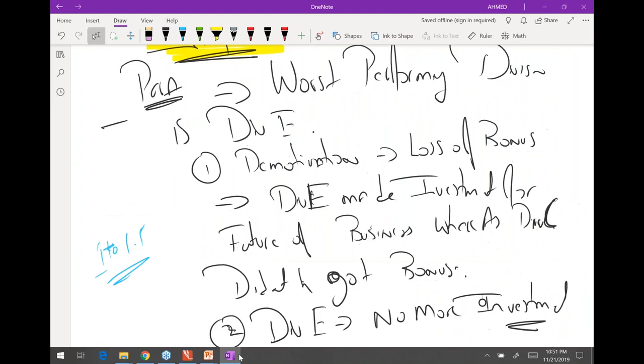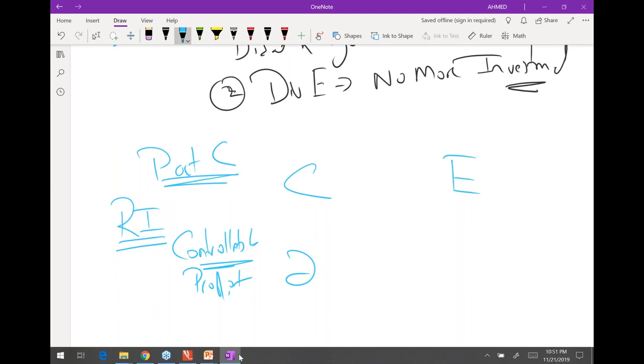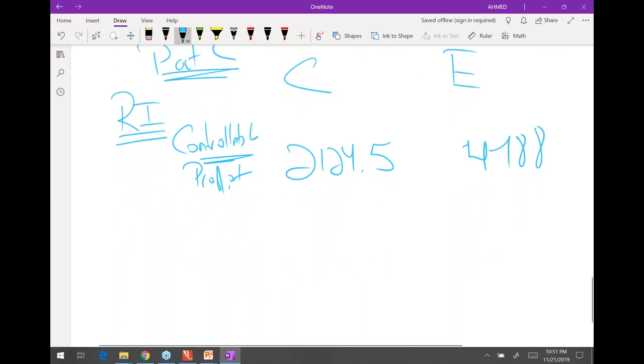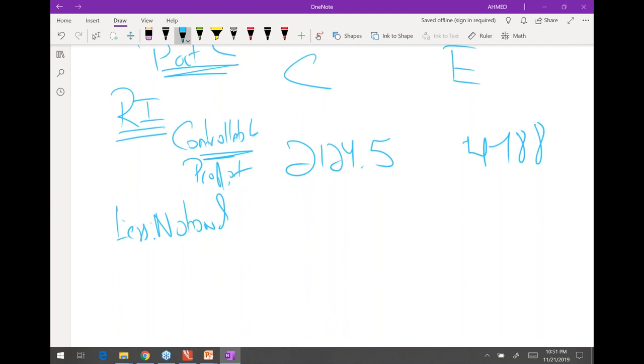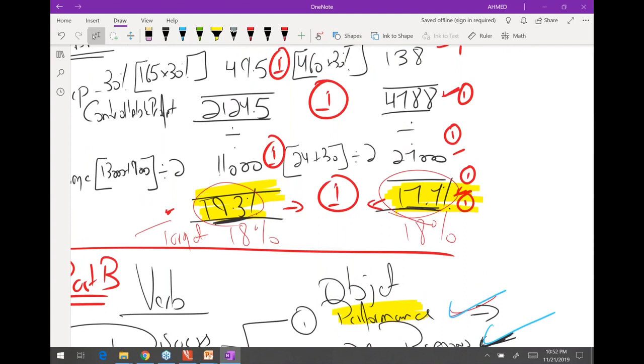Part C and E, RI. Should we take profit controllable? Yes, controllable. And what was that profit? 2124.54788, less notional charge. What is a notional charge? An artificial imaginary charge that we place on the division to see whether the division will be able to cover the shareholders' minimum return or not. So this is the average investment of 11,000 and 27,000, the same figures I've taken from the above ROI working.